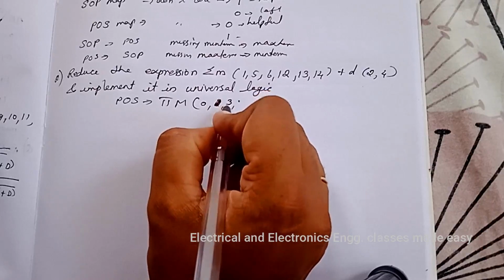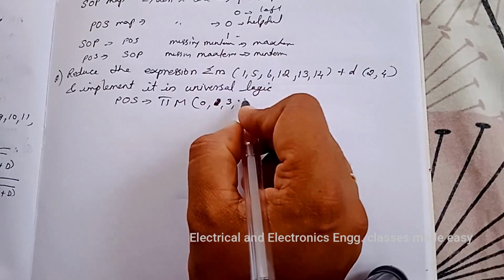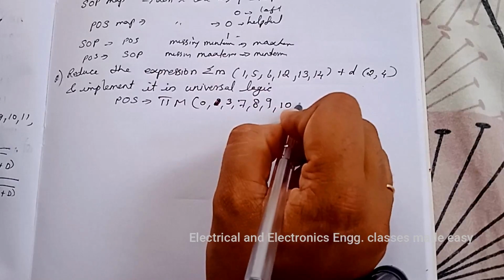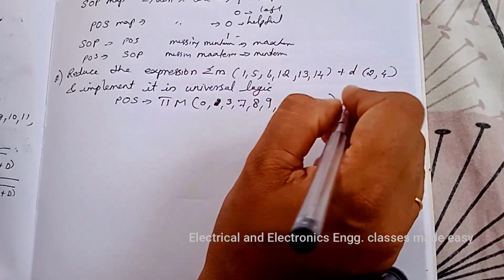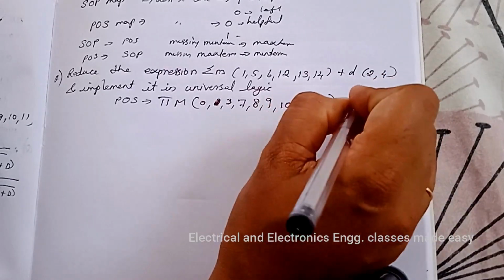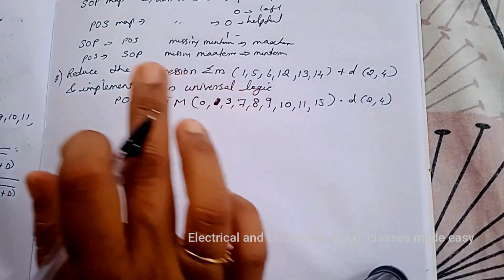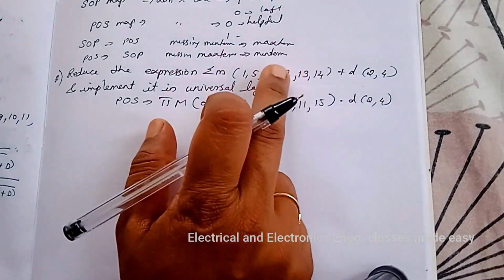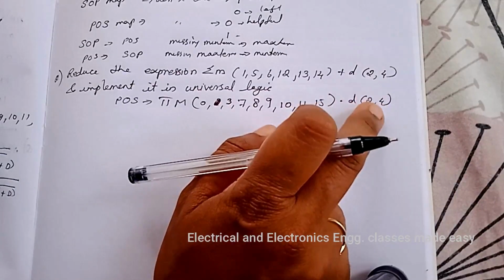So 2 we cannot write. And next is 7, 8, 9, 10, 11 and 15. Then the don't cares, and it is written as d(2, 4). So the SOP form can be converted into POS form with the missing min terms as the max terms and keep the don't care as it is.